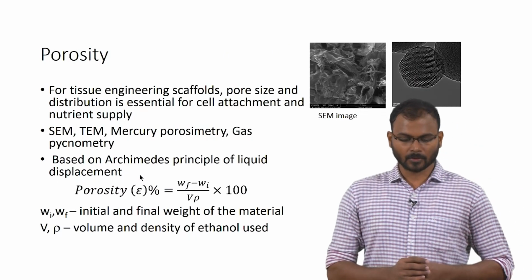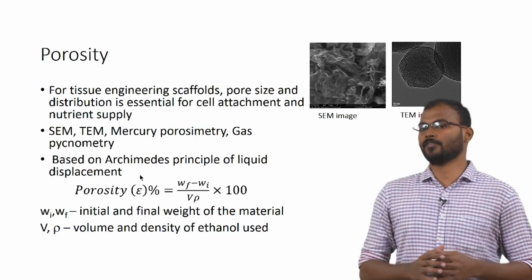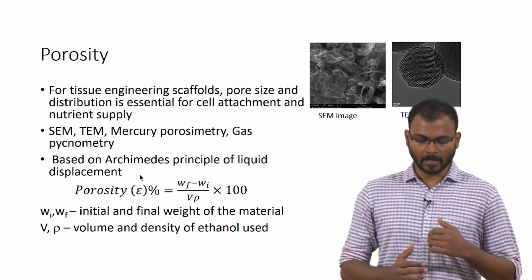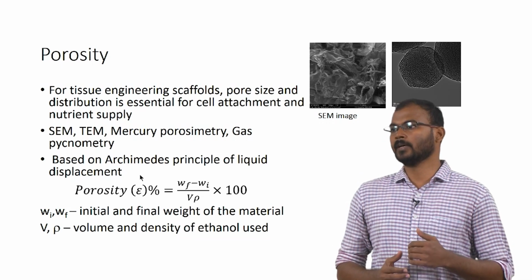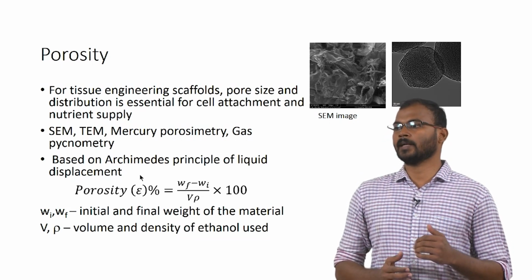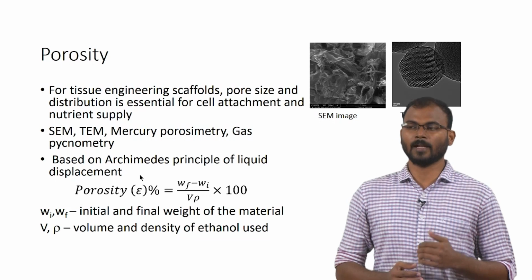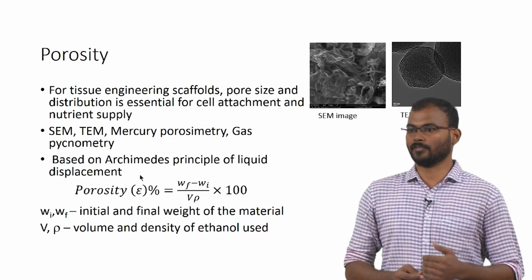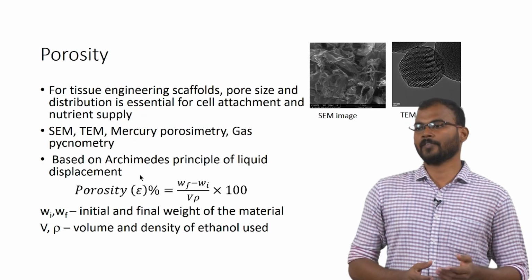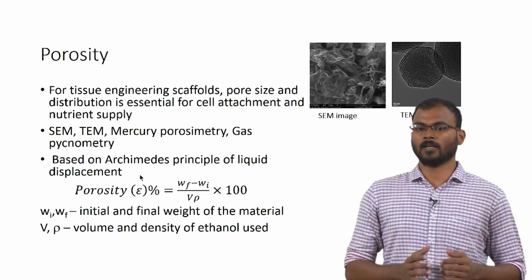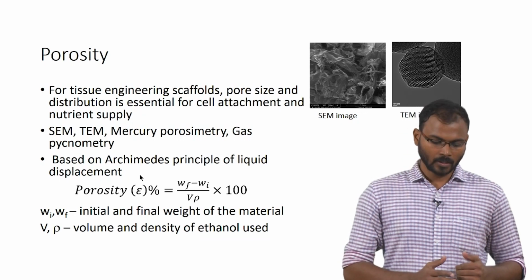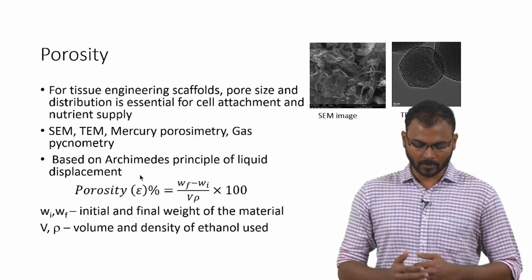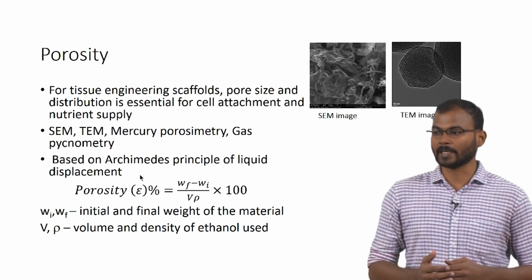Porosity is an important factor for a scaffold because porosity will help in cell attachment in the depth of that scaffold, and the pores will help in the transfer of nutrients inside and outside the scaffold. To identify the porosity of a tissue engineering scaffold, normal techniques like SEM, TEM, mercury porosimeter and gas pycnometry can be used.